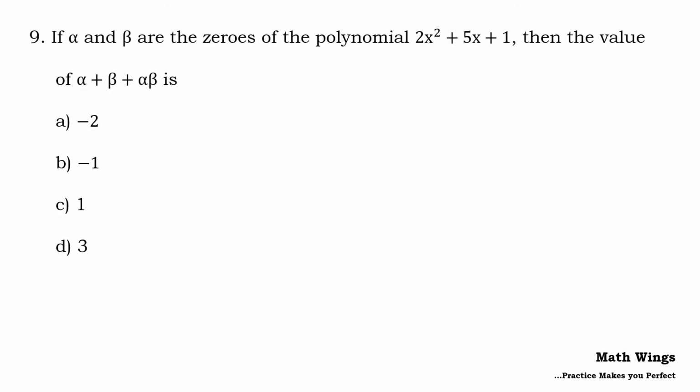The next question is: we are given that alpha and beta are the zeros of the polynomial 2x square plus 5x plus 1. Then the value of alpha plus beta plus alpha beta is? If you observe here, they have given that alpha and beta are the zeros of the polynomial and they are asking for alpha plus beta plus alpha beta. If you remember, alpha plus beta is the sum of zeros and alpha beta is the product of zeros. Therefore, we can find the answer by finding the sum and product of zeros.